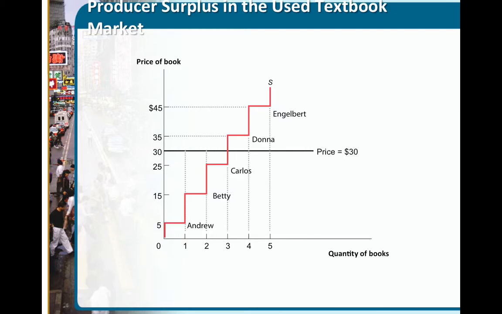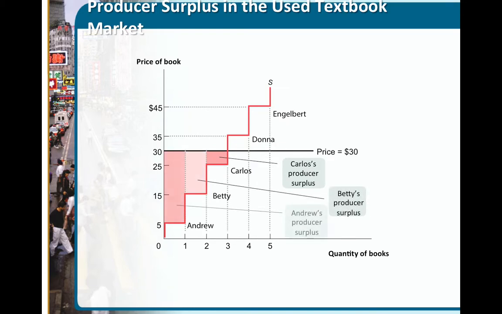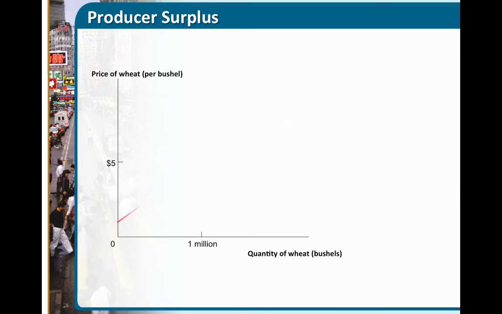And you will see at the price of $30, Carlos, Betty, and Andrew are all going to have producer surplus because they are selling their books at $30. Donna and Engelbert are going to hold on for a higher price and not sell their book. Once you understand the idea of consumer surplus, I would hope producer surplus would be really easy for you to determine. It's just kind of flipped. It's on the seller's angle.